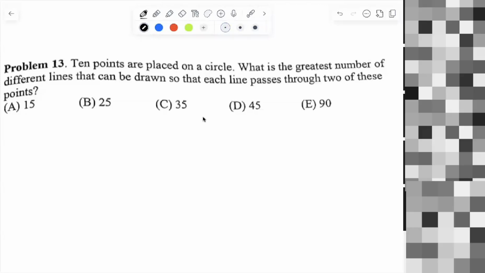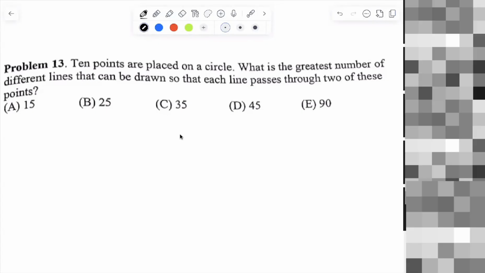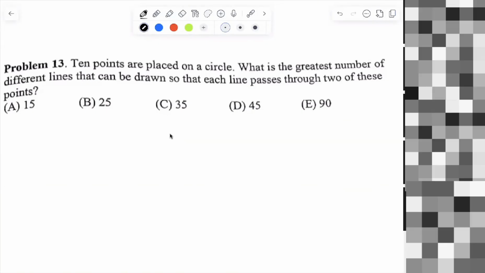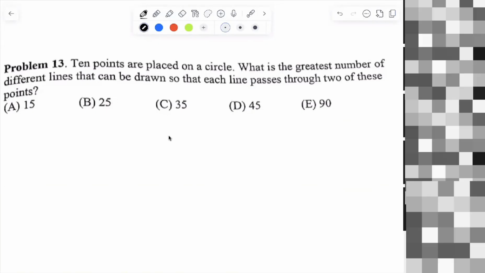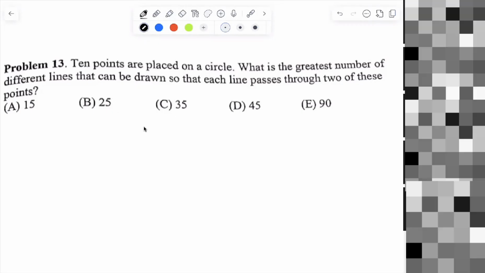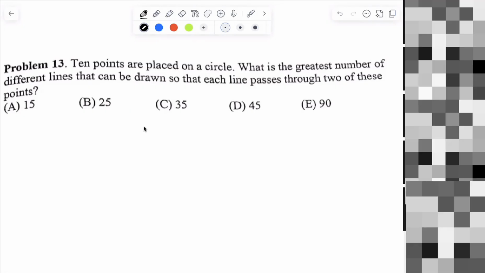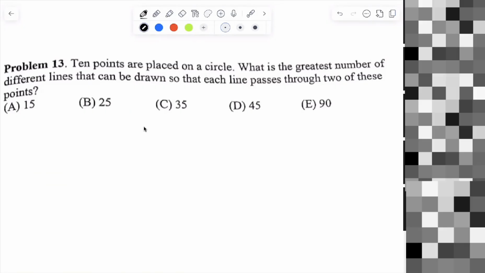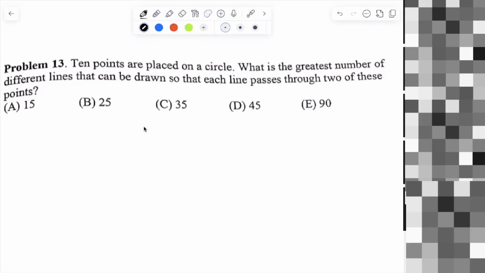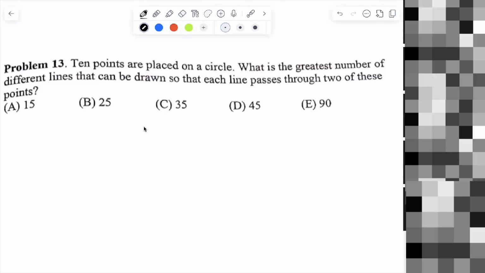All right, then let's get started with this question. So basically, how do we do this? Notice that we can assume, in this case, that no 3 points are collinear. Why? Because we want the greatest number of different lines.